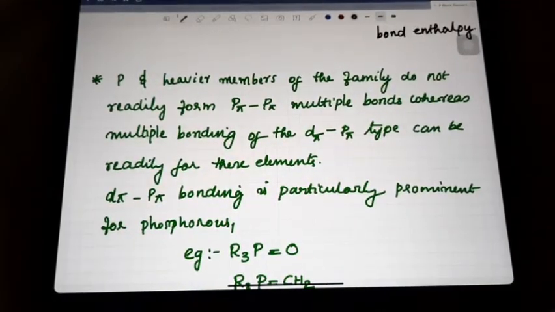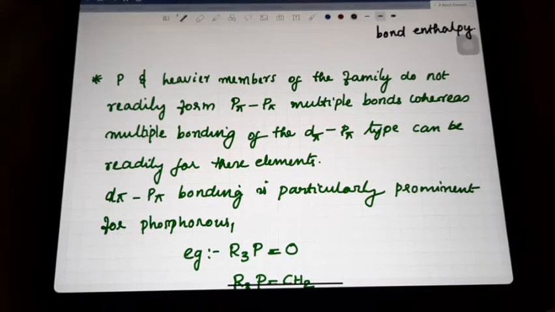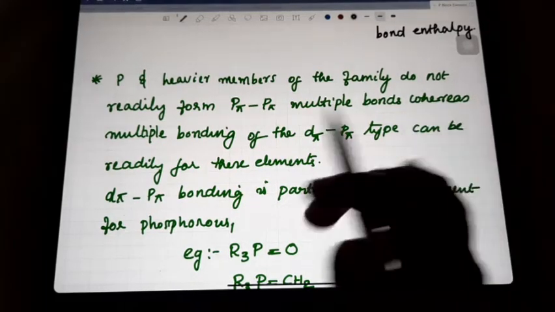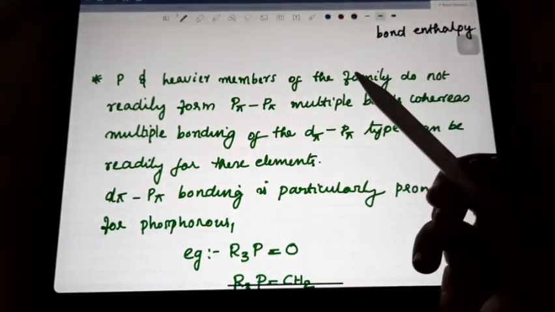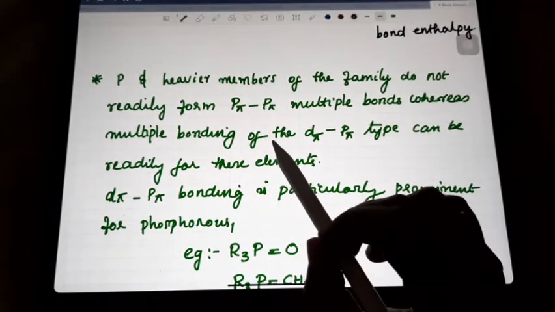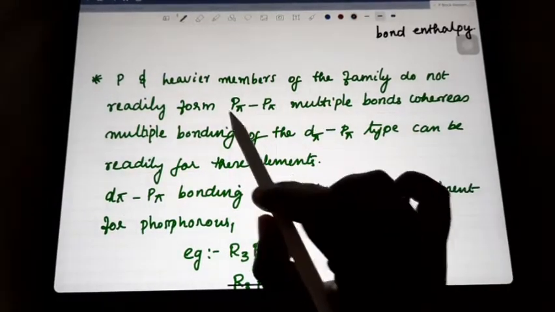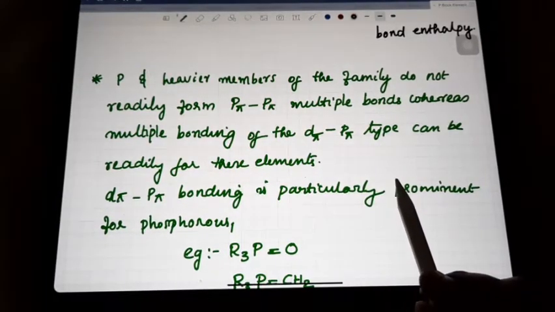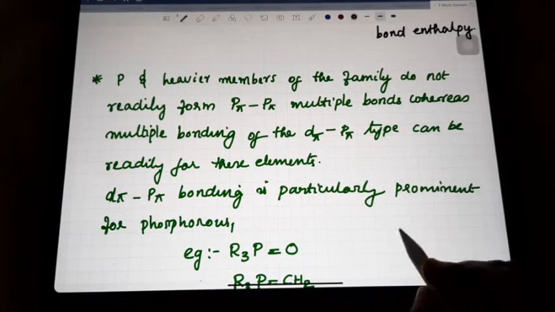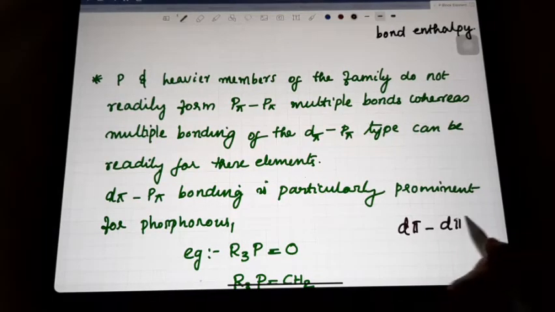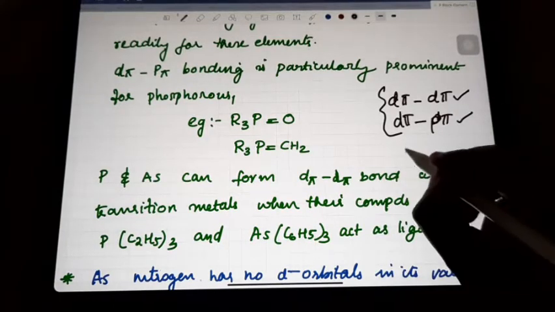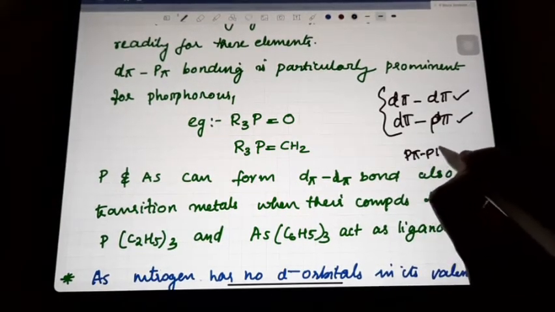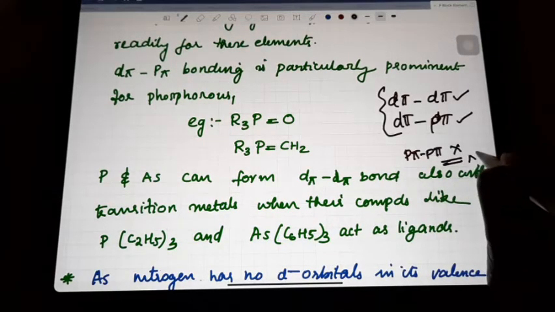Nitrogen, as you know, has a chance of forming only p-pi p-pi bonds. There are no vacant d orbitals in the case of nitrogen. But in the case of phosphorus, there is a chance of d orbitals. So phosphorus and the other members of that family readily form d-pi p-pi bonds, and not p-pi p-pi multiple bonds. Not only that, there is a chance of d-pi bonds also. So the heavier members of the group readily form d-pi bonds and d-pi p-pi bonds, and they do not readily form p-pi bonds, which are formed only by nitrogen.